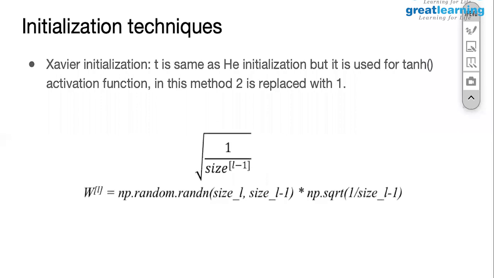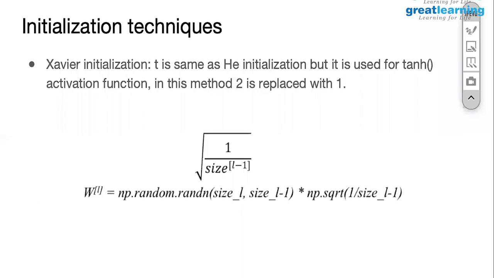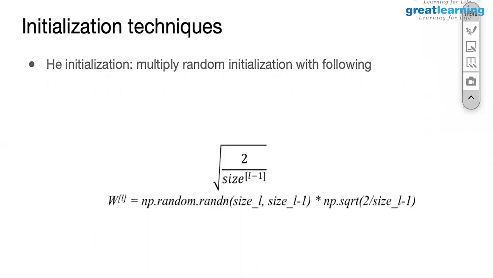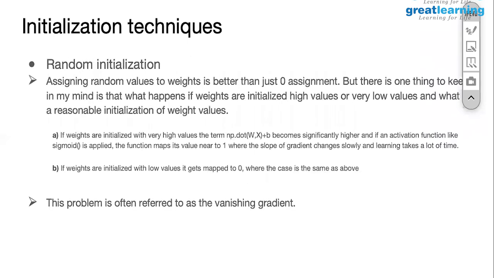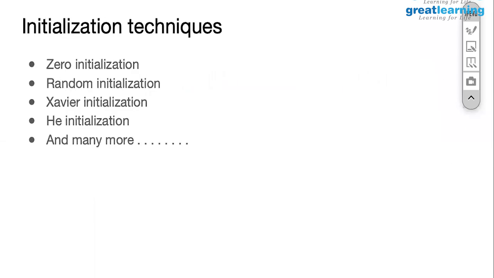You don't have to get into that detail, because so far in my career I've never used HE and Xavier, to be very frank. They could be used in a very tightly constrained environment where you don't want the parameters to go beyond certain values. In that case, you can use these two. Else, random solves the job majorly. So this was your overview of weights. We can use any of them.